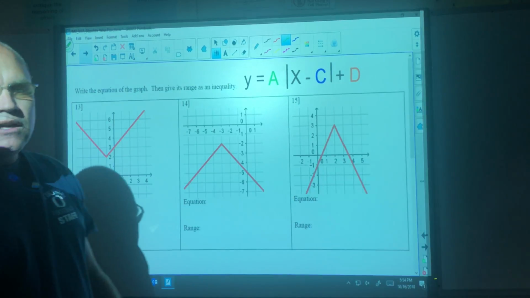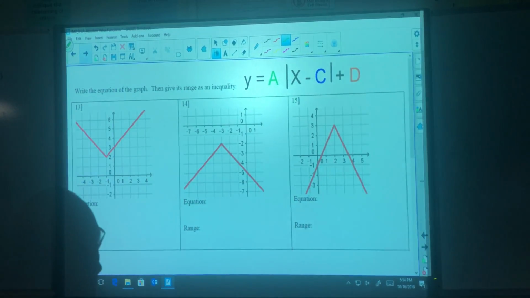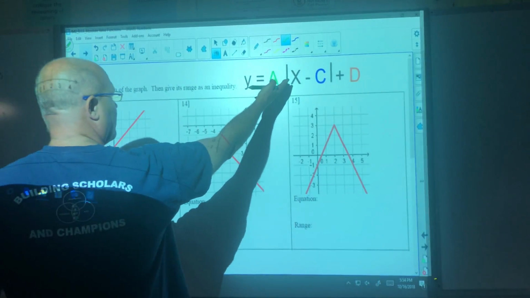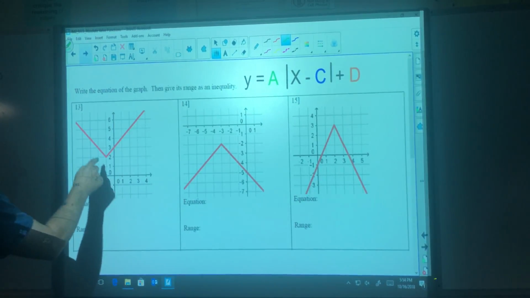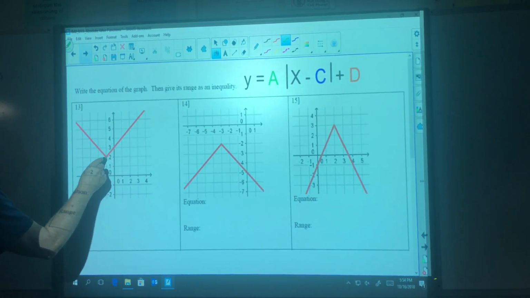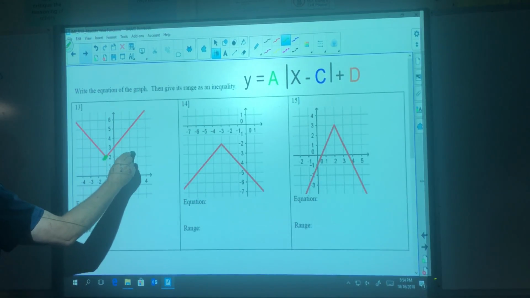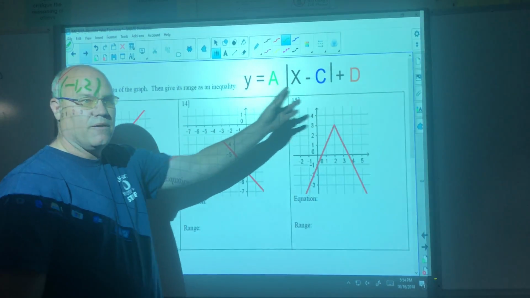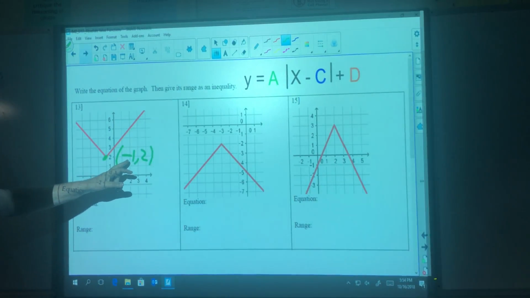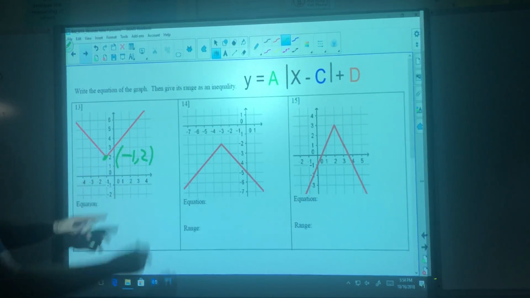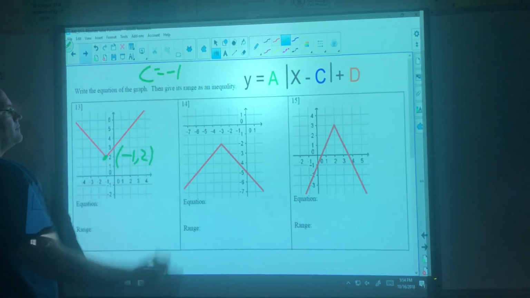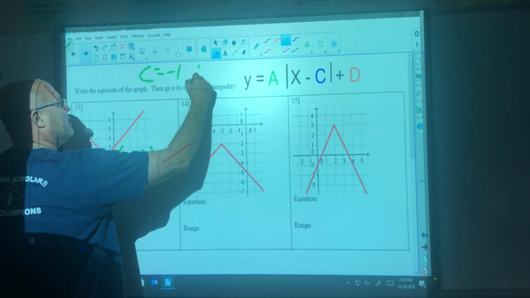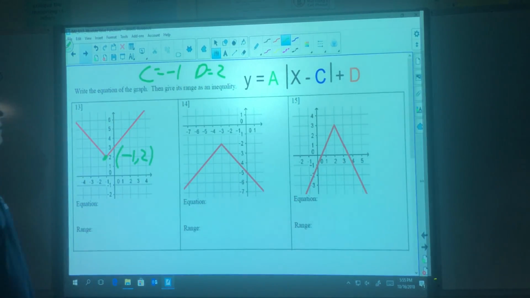All right, now let's go another way. Let's say we're given some linear absolute value graphs. Can we write the equation for them using this? So the first thing you should look at is where the vertex is. The vertex here is at negative 1, comma 2. Does that give us any information up here? Sure it does. It tells us the c value is negative 1. It tells us the d value, it transformed up to, so d equals 2.